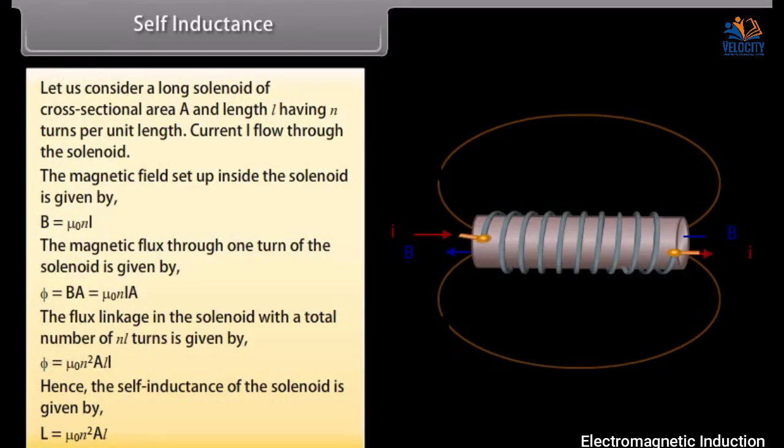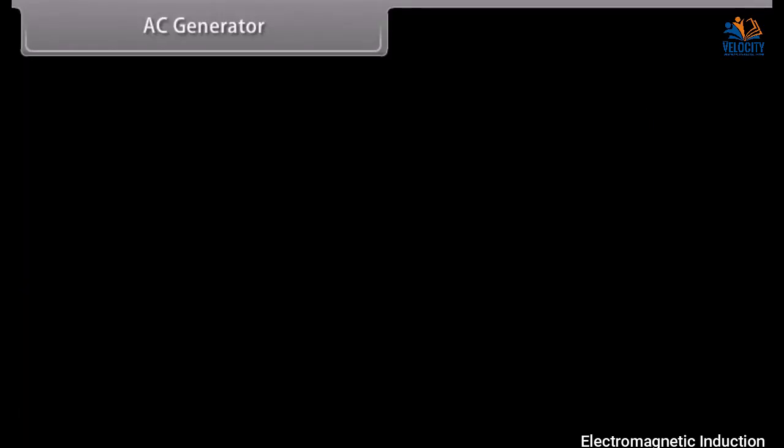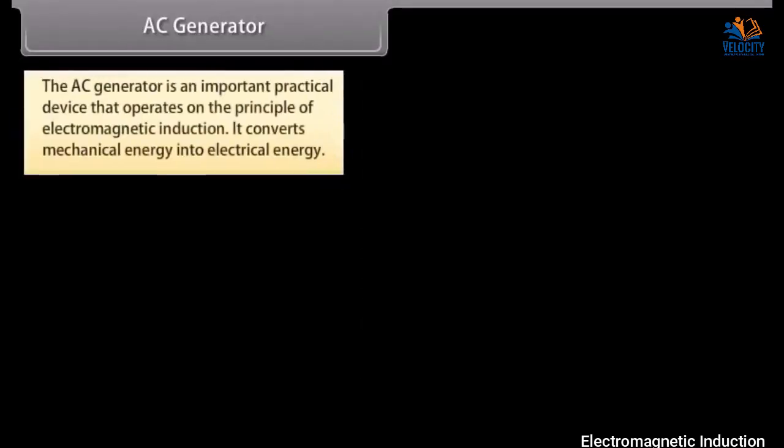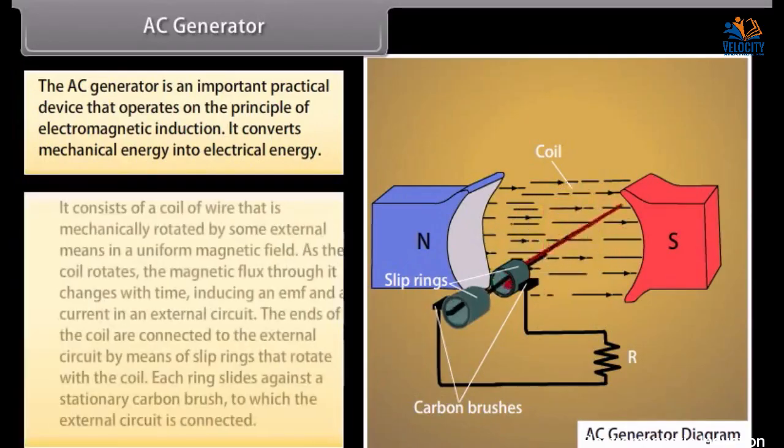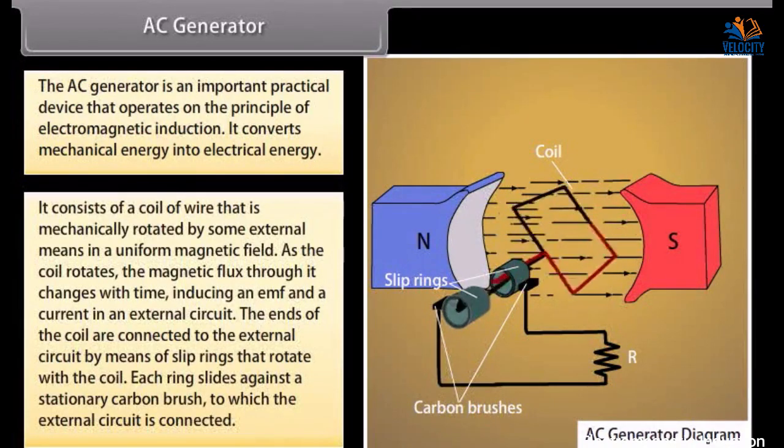AC generator. The AC generator is an important practical device that operates on the principle of electromagnetic induction. It converts mechanical energy into electrical energy. It consists of a coil of wire that is mechanically rotated by some external means in a uniform magnetic field.